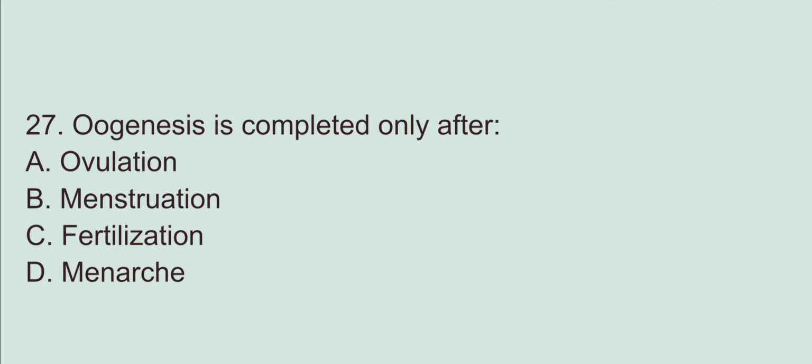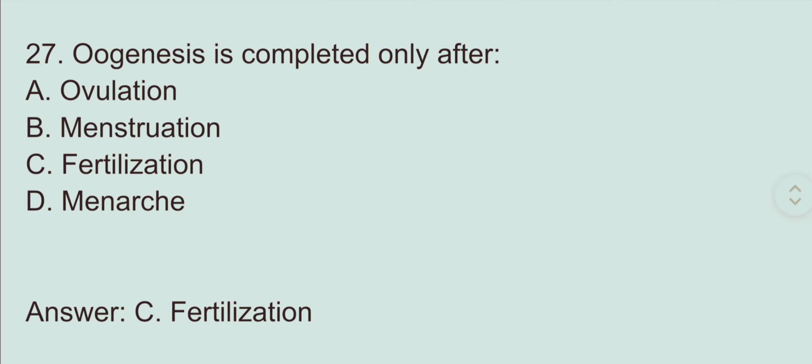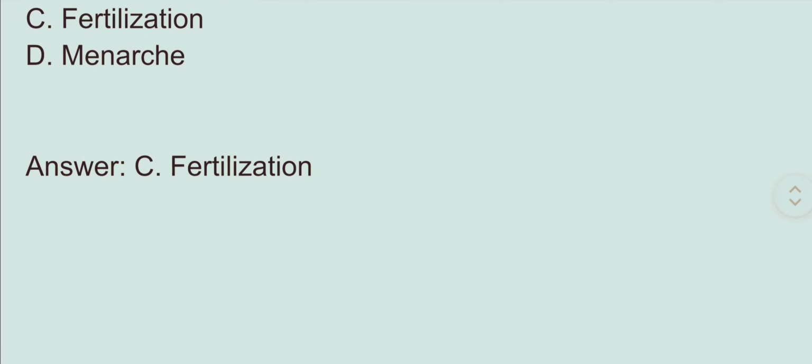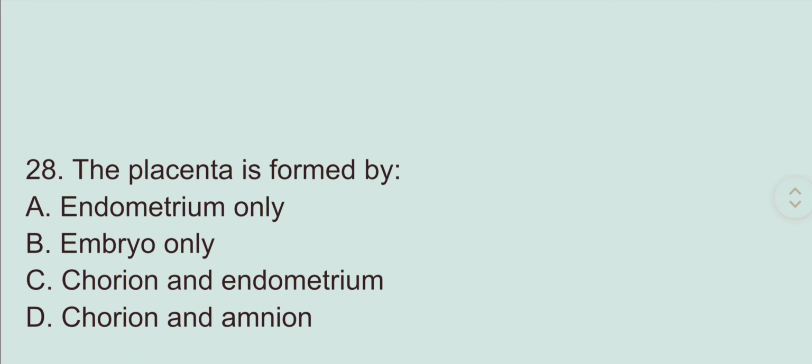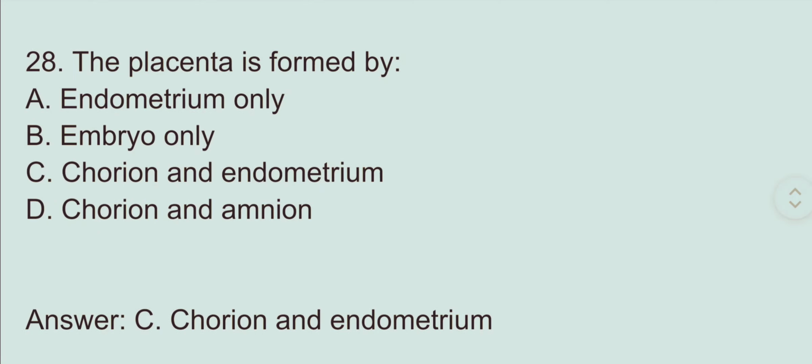Question number 27. Oogenesis is completed only after. The correct option is option C, fertilization. Question number 28. The placenta is formed by. The correct option is option C, chorion and endometrium.